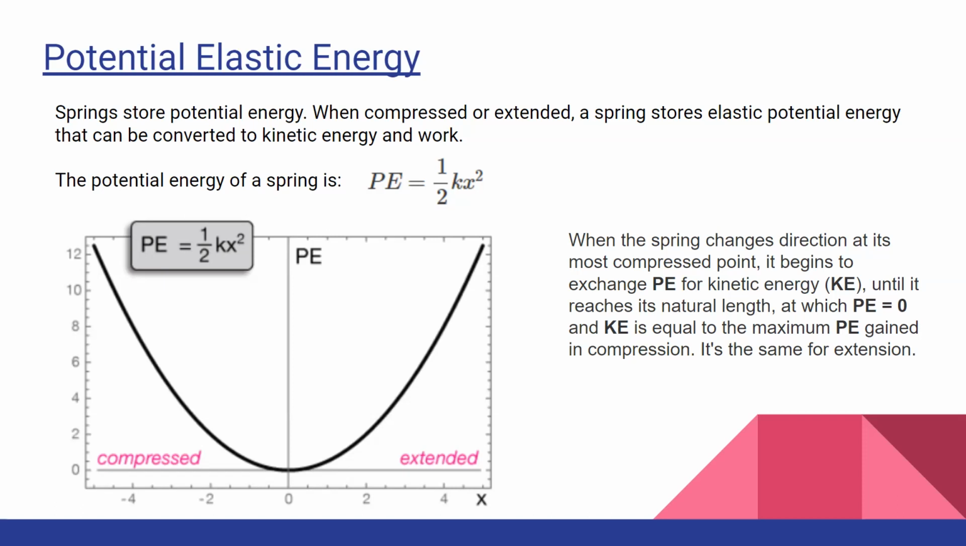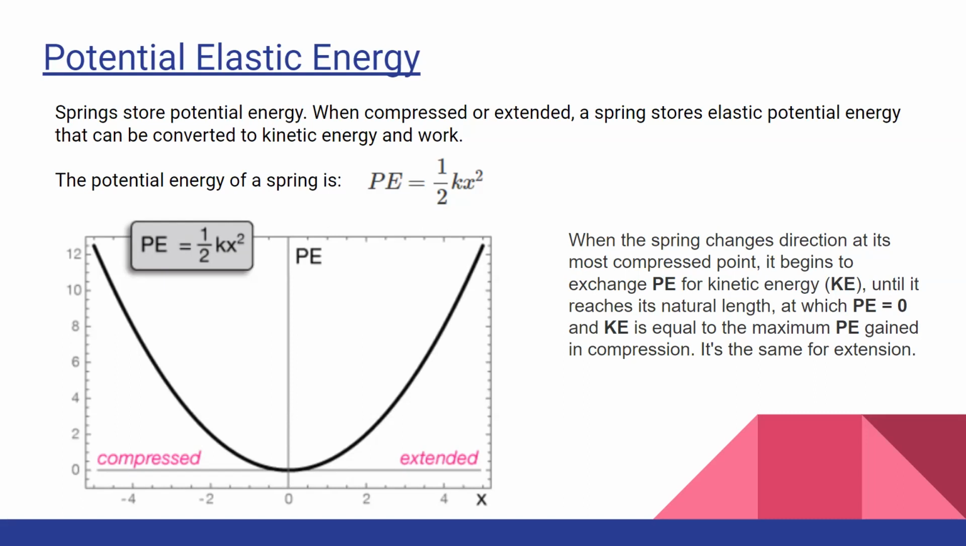So there are different types. Here is a separate type of potential energy. This is elastic energy, or potential energy that is stored by a spring. When compressed or extended, like we said before, a spring can store energy. This is called potential energy, and this can be converted into kinetic energy and work.